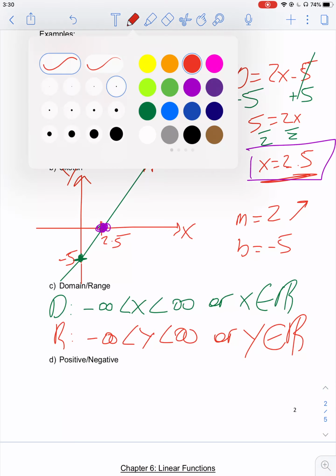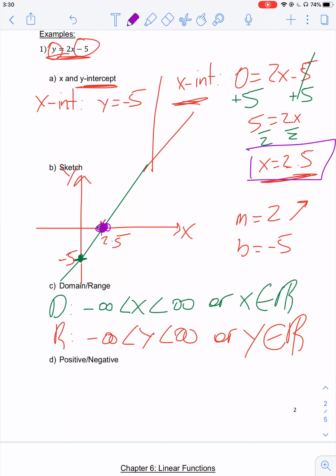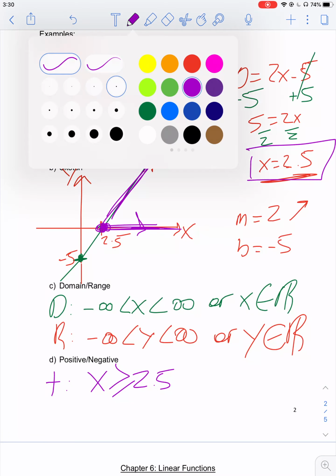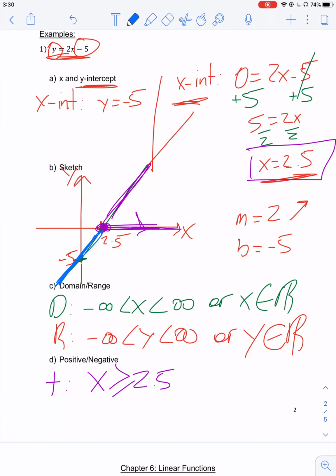So positive and negative. My function is positive here, so it starts at 2.5 and it's moving towards the right. My function is positive as long as my x value is greater than or equal to 2.5, and my function will be negative down here. My y values are negative down here, but for which x values are my y values negative? As long as my x values are less than or equal to 2.5, my y values will be negative. So positive, negative, this combines everything together.